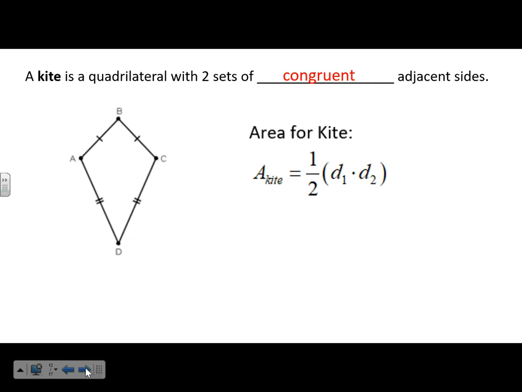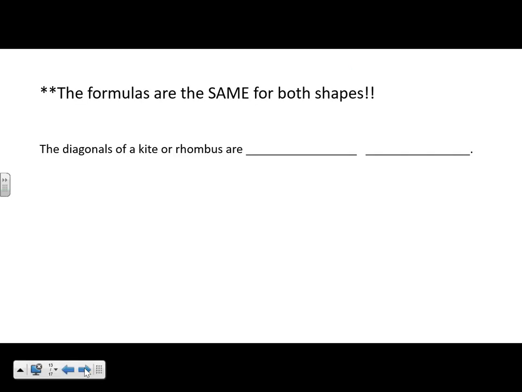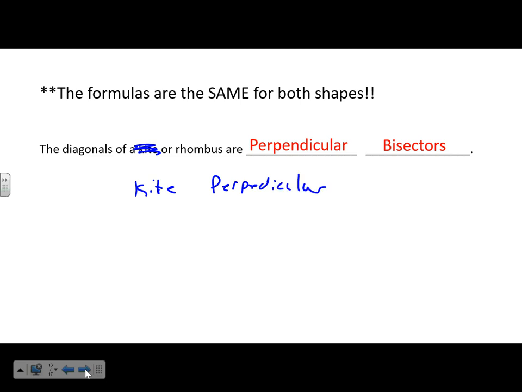And again, the area for the kite is the exact same thing. You multiply the diagonals together, and then multiply by 1/2. So the formulas are the same on both sides. And again, the diagonals in a kite and a rhombus are perpendicular, and I need to change that, because the rhombus is a perpendicular bisector, but the kite is just perpendicular. So I need to change that. My apologies.